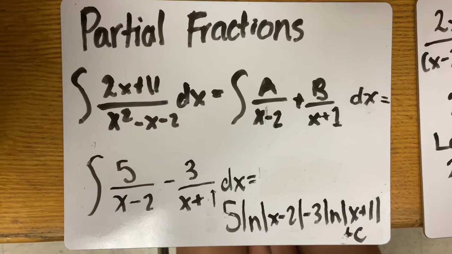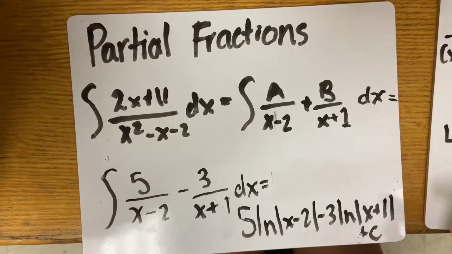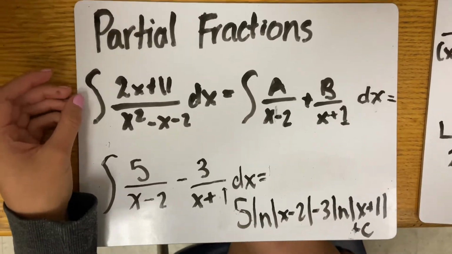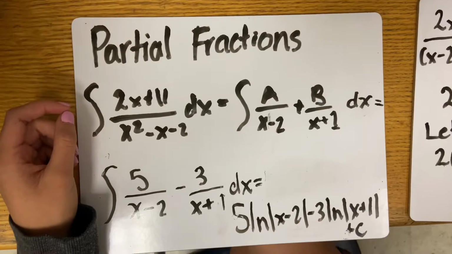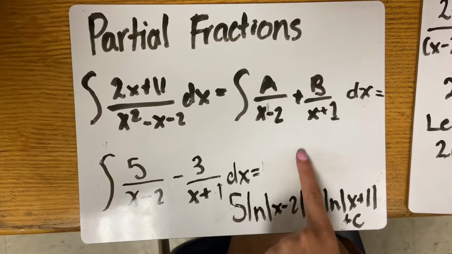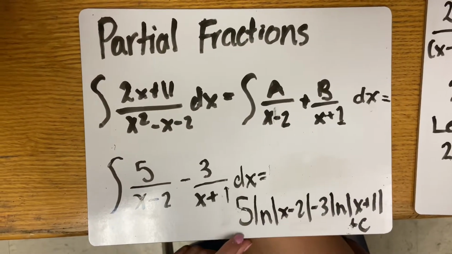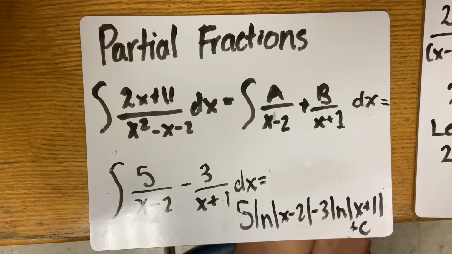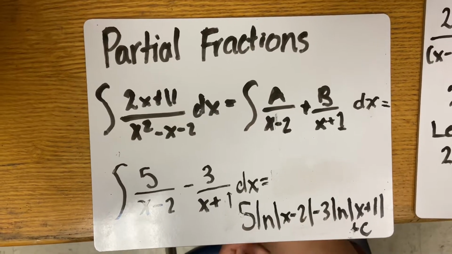The last of my techniques is partial fractions. For this one, I just wrote down the example first. It's the integral of 2x plus 11 over x squared minus x minus 2 dx. And by using this, we found that the answer is actually 5 ln of x minus 2 minus 3 ln of x plus 1 plus c.